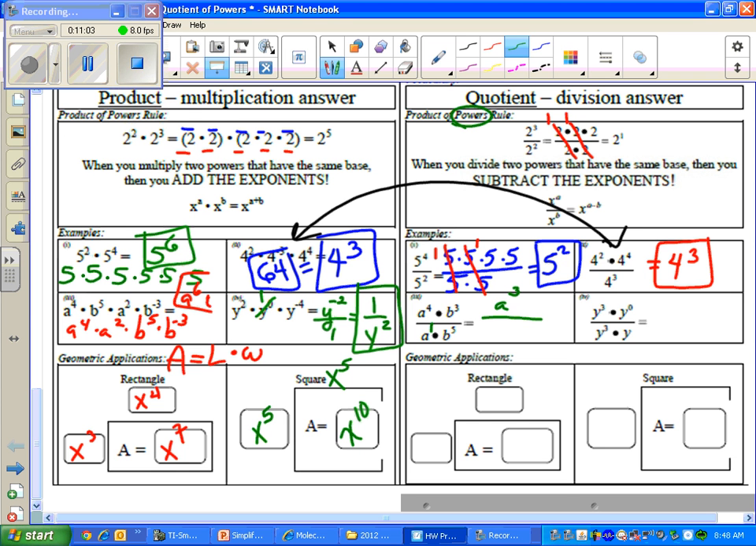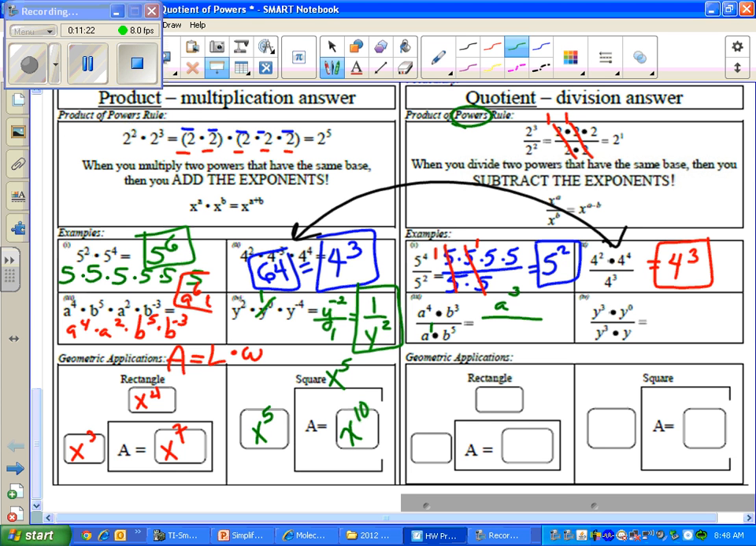Now notice there's 3 more a's on top, so a to the 3rd ends up going in the numerator. Okay, take a look at the b's. They're a little bit different. I got b to the 3rd on the top, and I got b to the 5th on the bottom. If you did the subtraction, 3 minus 5, 5 will win that tug of war, and you'd end up with a negative 2, b to the negative 2.